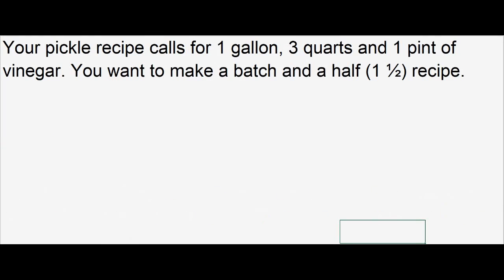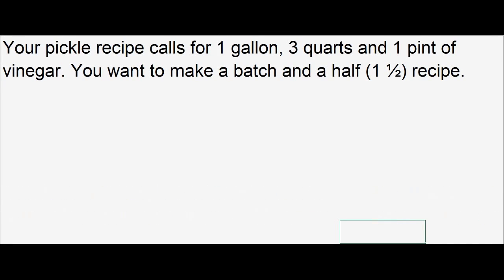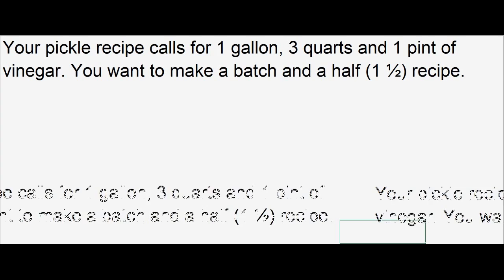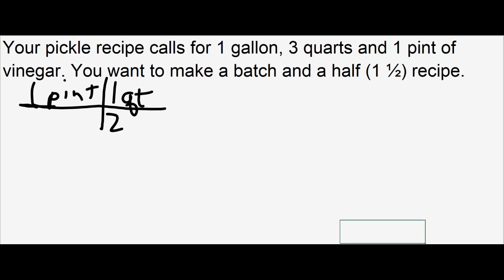And I can do the same thing with gallons, quarts, pints. So I have a recipe that calls for 1 gallon, 3 quarts, and 1 pint of vinegar. So I can say, if I want to change pints to gallons, let's change pints to quarts first. I have 1 pint, and there are 2 pints in a quart. So I have to multiply by 1 quart per 2 pints.